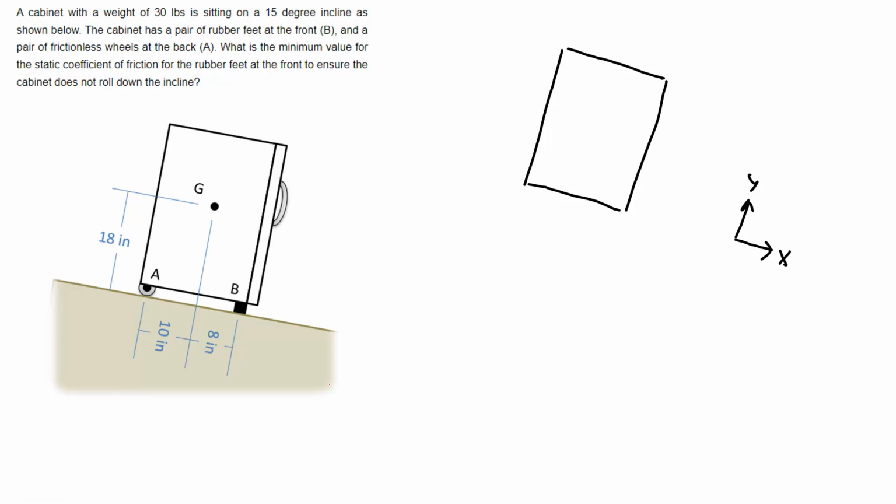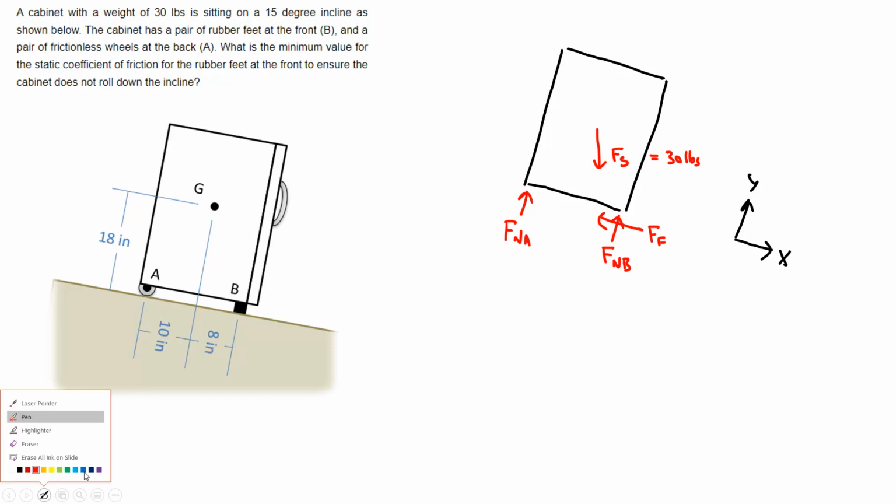All right, so the forces acting on my cabinet: I'm going to have a gravity force in the middle. So Fg is going to be equal to 30 pounds. I'm going to have a normal force at the back. Again, perpendicular to the surface, same thing, a normal force at the front. And then I've got a friction force that only exists at that front rubber foot. So FF is going to exist over here.